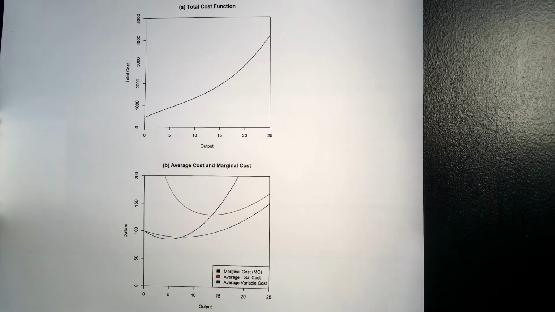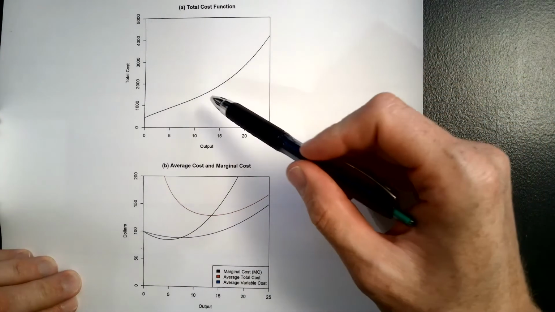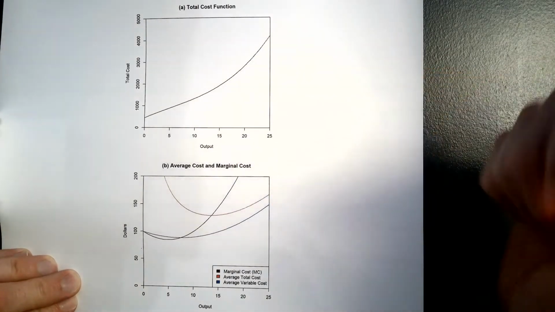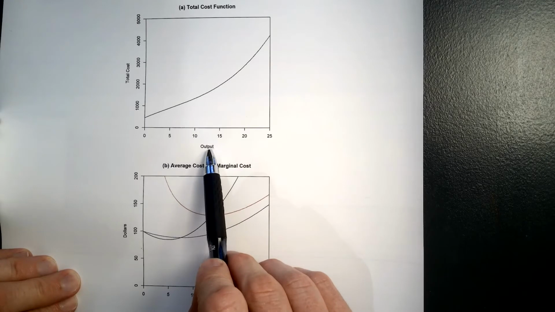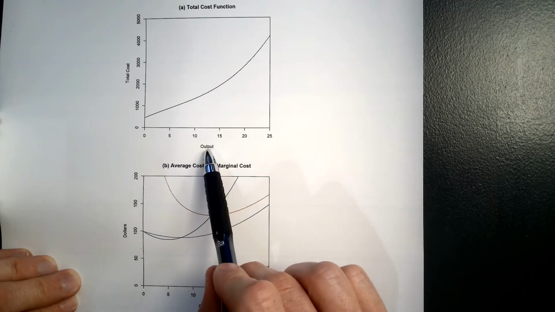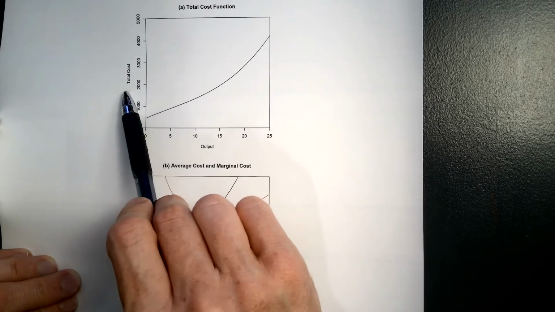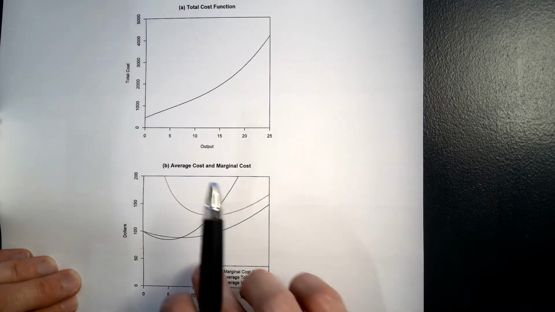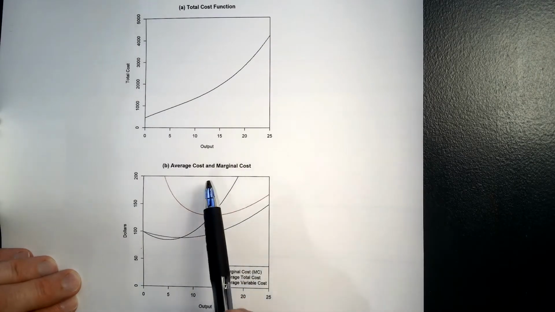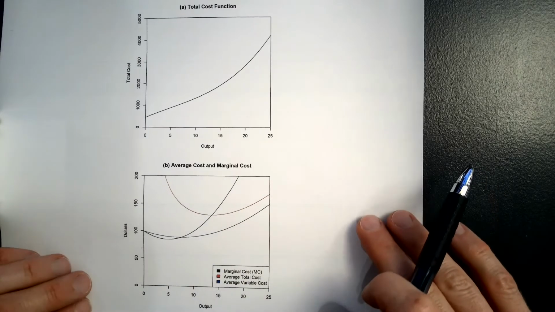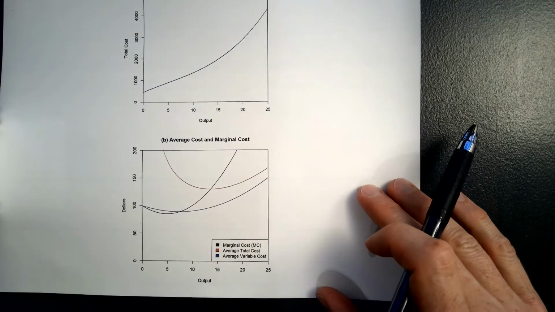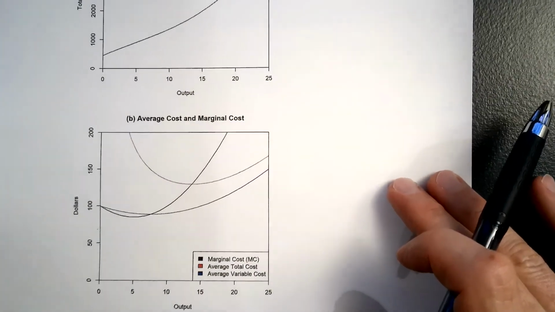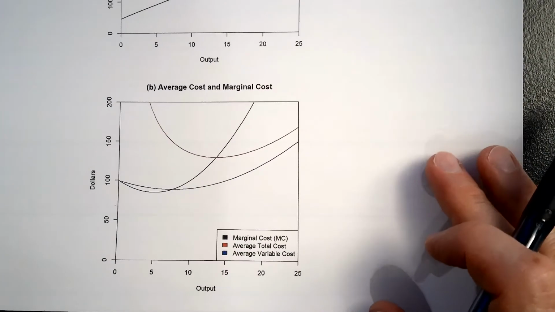Let me use this computer-generated graph to illustrate what we have seen so far a little bit clearer. At the top here, we have the total cost function, which tells us, based on our output, how many units of a good we produce, how much it is going to cost us. So here we have the total cost function. Below, we have the average cost and the marginal cost. But note that for the average cost, we also differentiate between the average total cost and the average variable cost.